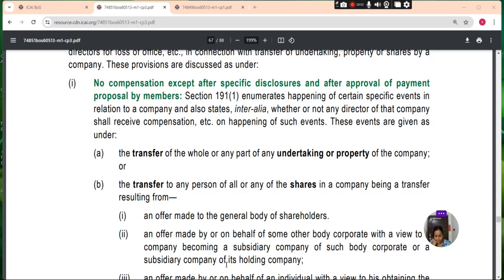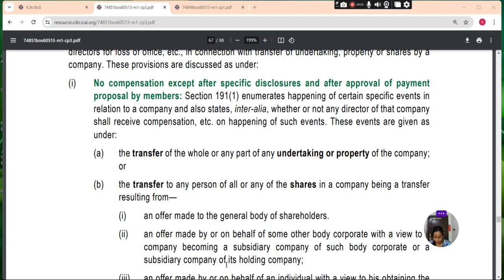There will be no compensation except after specific disclosure and after approval of payment proposal by members. Enumerate happening of certain specific event in relation to a company, and also state inter alia whether or not any director of that company shall receive compensation etc. on happening of such event.